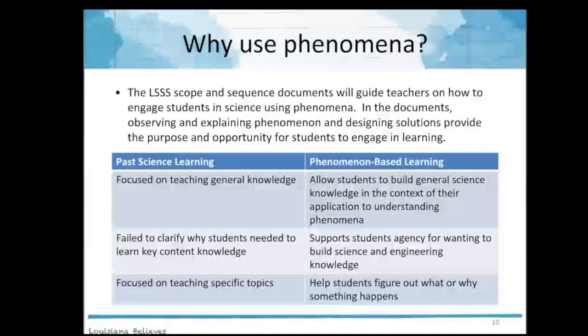And then lastly, we focused on teaching just specific topics. And now instead of just teaching a topic or idea, we are helping students figure out what or why something happens. So this shift is very different for both teachers and students.